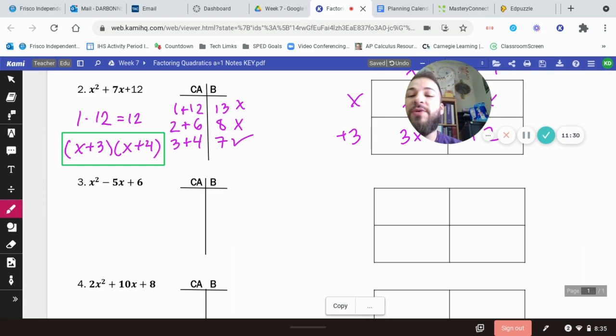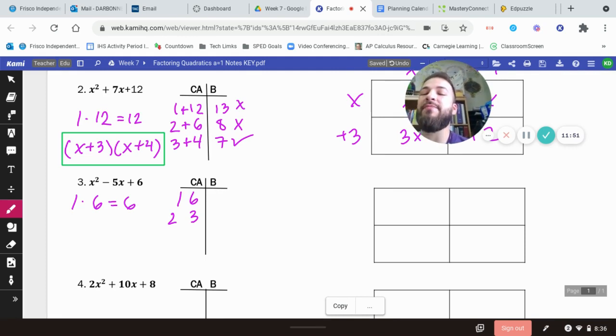Okay, we don't have any GCF, so we're going to go ahead and multiply a and c. So 1 times 6 is equal to 6. Then I want factors of 6, which we've done this before. 1 and 6 and 2 and 3. But here's the issue. We want to add up to negative 5x. Okay, so not only do we need to think about positive factors, we also need to think about negative factors.